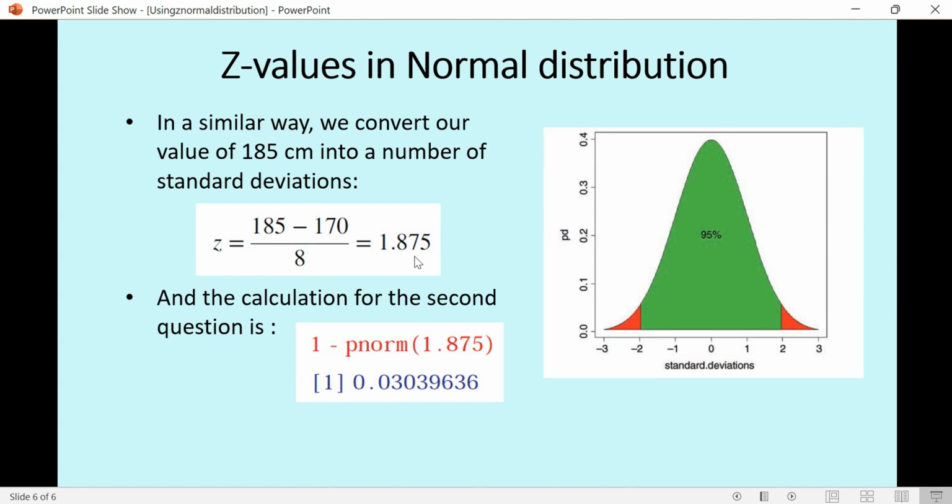And in a similar way, we can convert 185 to the z value. So it is 1.875. And because the question is larger than this number in height, we have to use 1 minus the pnorm of 1.875. So 1.875 is around here, because pnorm calculates the left side area. But larger than 185 means we have to calculate the area on the right side of this z value. So we have to use 1 minus pnorm of 1.875.